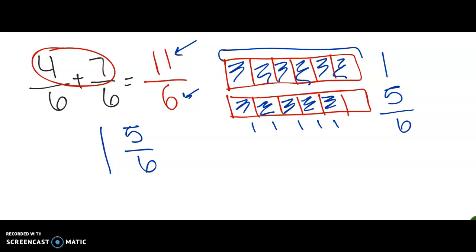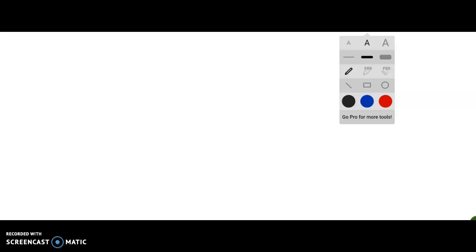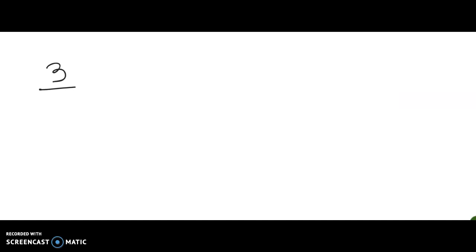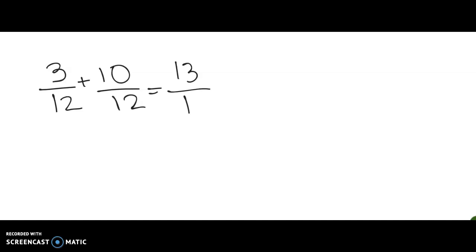Remember that you can always use a picture, or you can use a number line. For this, we're just going to use pictures right now. Here's one that we're going to do together. What if we were given 3/12 plus 10/12. Again, we treat it just the same. 3 plus 10 is 13, and 12 is our denominator.